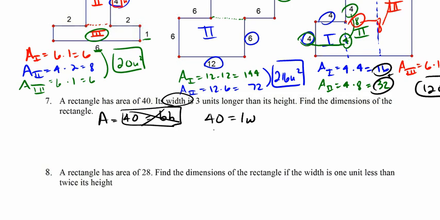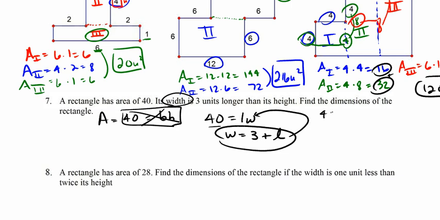And the width is 3 units longer than its height. So 3 units longer than its length, let's say. Alright, find the dimensions of the rectangle. Okay, well, I know the 40. I'm looking for the L, but I have something that I can replace into the W. So why don't I take 3 plus L and plug it in?